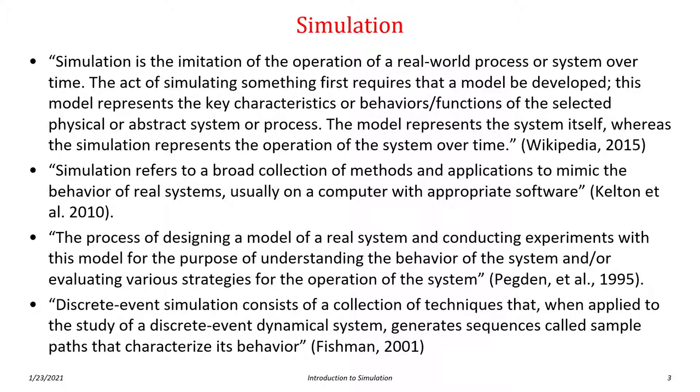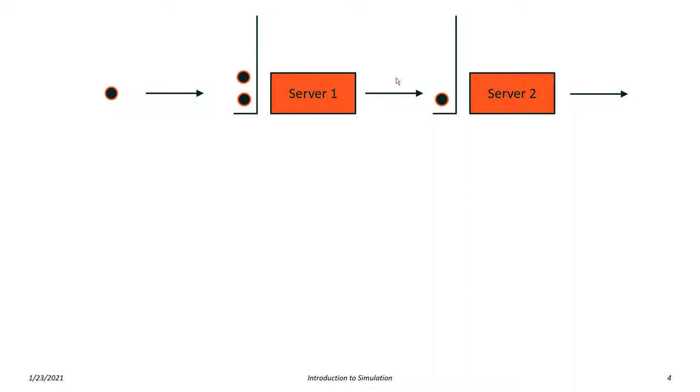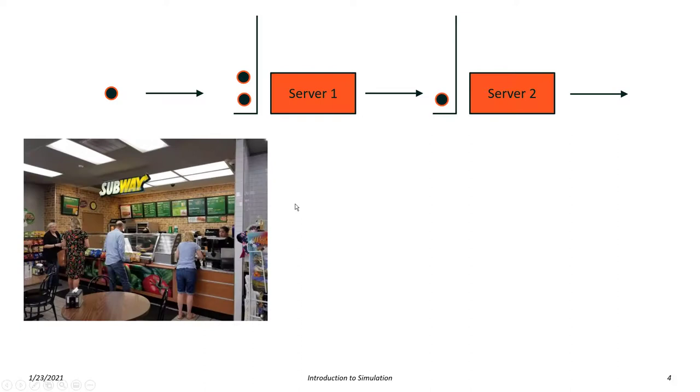Let's look at our first example. This is what's called a tandem queuing system. You can see I have two servers here. I'm going to make this a little bit clearer, hopefully, by relating this to a Subway restaurant. Hopefully you have all been to a Subway restaurant, or at least you know how they work. When we think about how the servers work, you can think of server one as the person who makes your sandwich, and server two is the person who either gets your drink or takes your money and that kind of stuff.